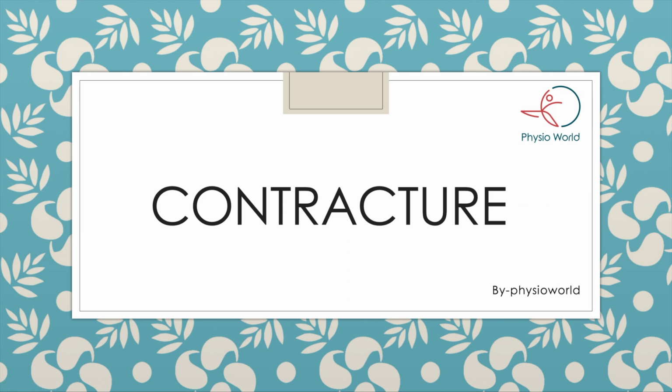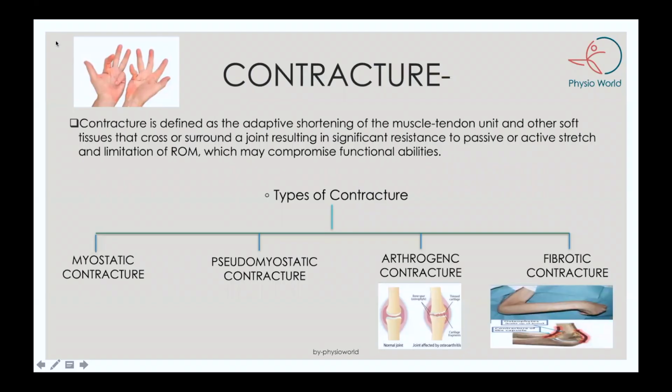Today's video we're going to talk about contracture and properties of tissue. So now we're going to start with the definition of contracture. What is contracture? Contracture is the adaptive shortening of a muscle tendon unit and the tissues that surround a joint. Now what are the tissues that surround a joint? This includes ligaments and tendons. Contracture usually limits range of motion.